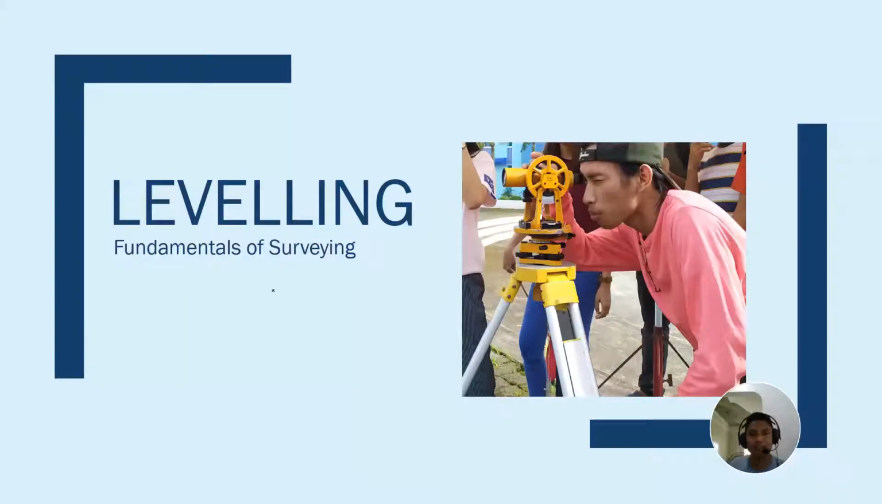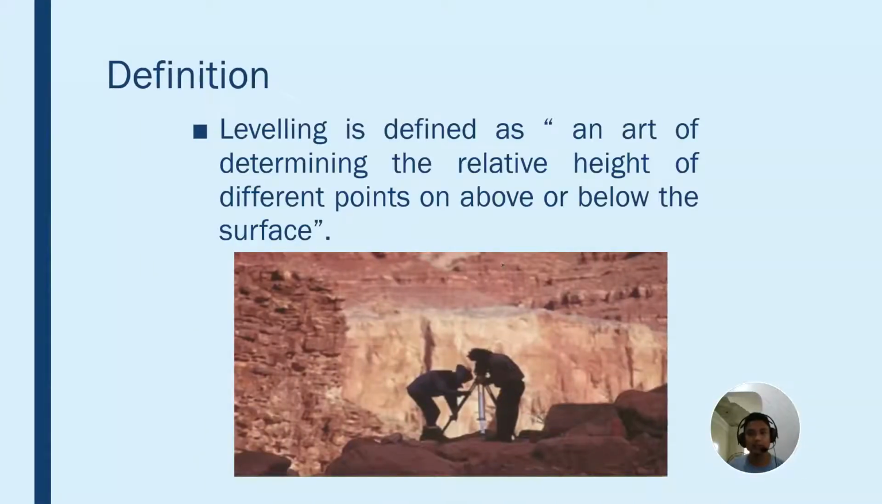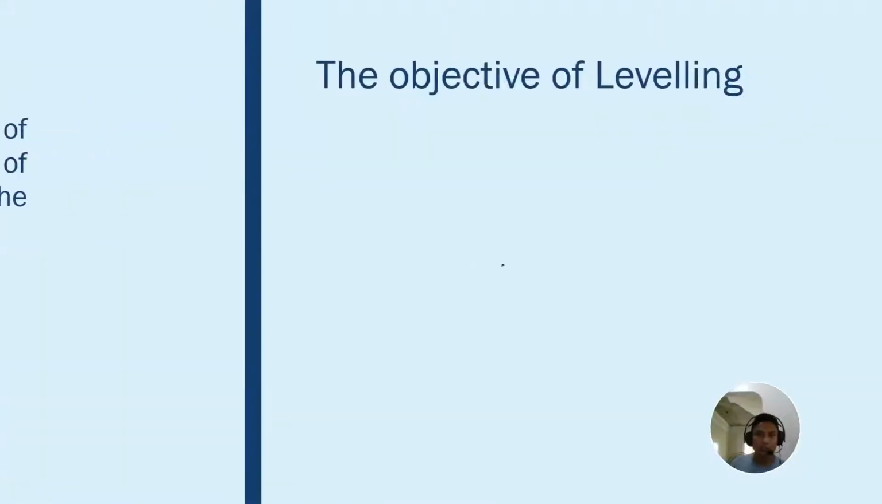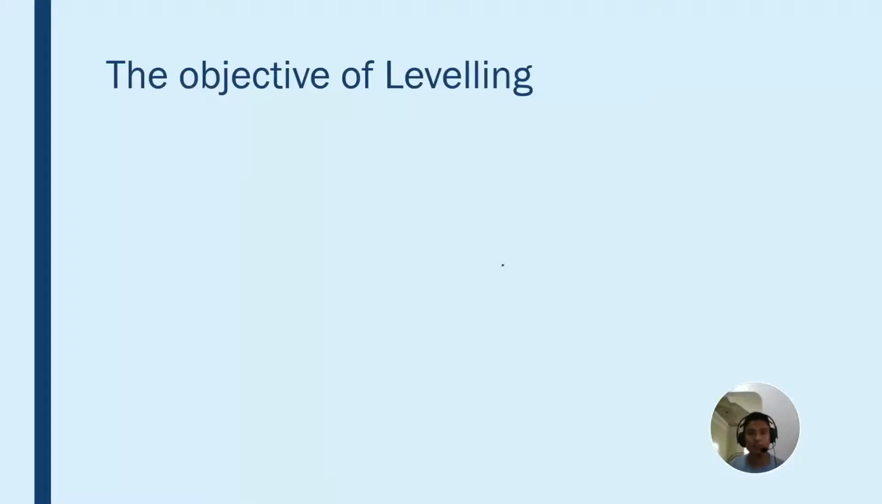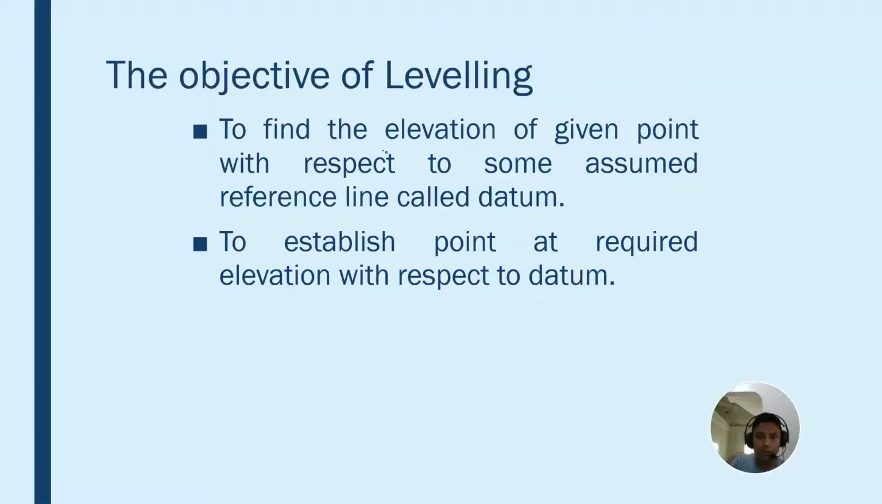Hello class, this time I will be discussing the topic leveling. By definition, it is an art of determining the relative height of different points on, above, or below the surface. The main goal or the objective of leveling is to find the elevation of any given point with respect to some assumed reference line, which is called datum, and to establish points at required elevation with respect to datum.